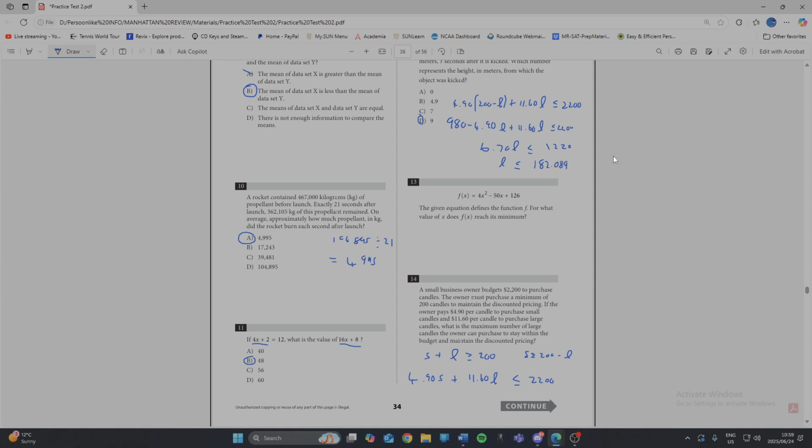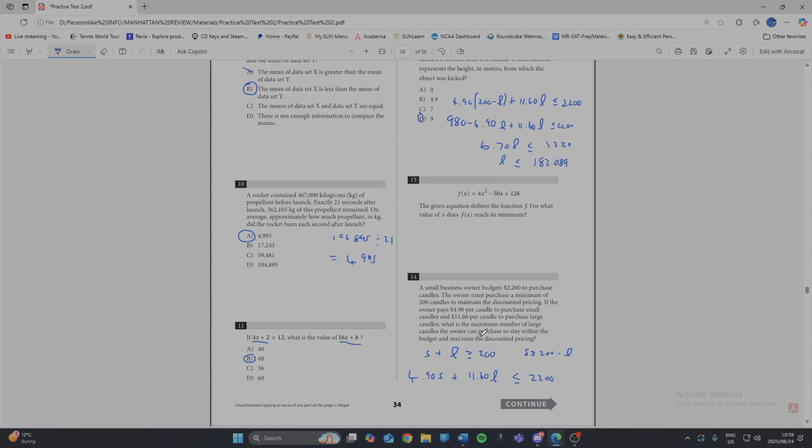So we know that they can obviously only buy a whole number of large candles. It can't be a half candle or whatnot. And it says that the large candles is smaller or equal than 182.089. Because of this, it asks what is the maximum number of large candles the owner can purchase to stay within the budget and maintain the discounted pricing. So it would have to be smaller than 182.089. So it would just be 182.